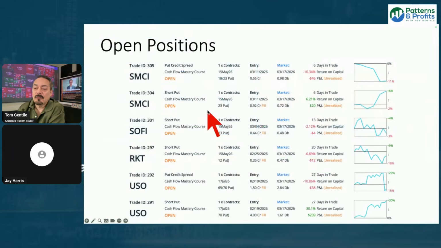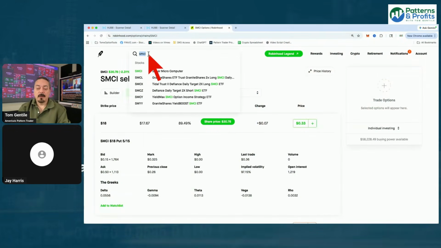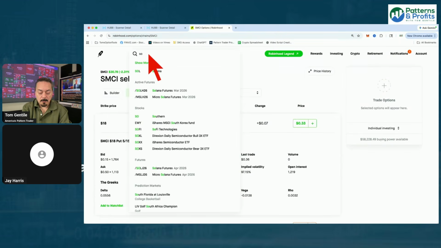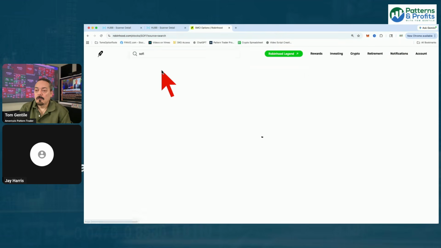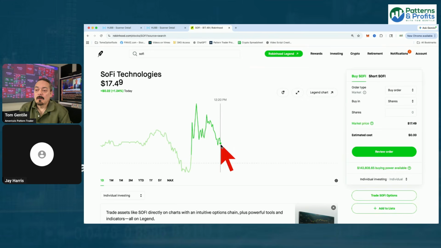So when I look at these, I can look at the stock positions themselves, like SoFi, SoFi Technologies. All right, that's up on the day, not as much as it was. Where was it? At 10 a.m. it was up almost 3.75%, it's pulled back a little bit, but it's up on the day. That's going to be favorable to a short put trader.